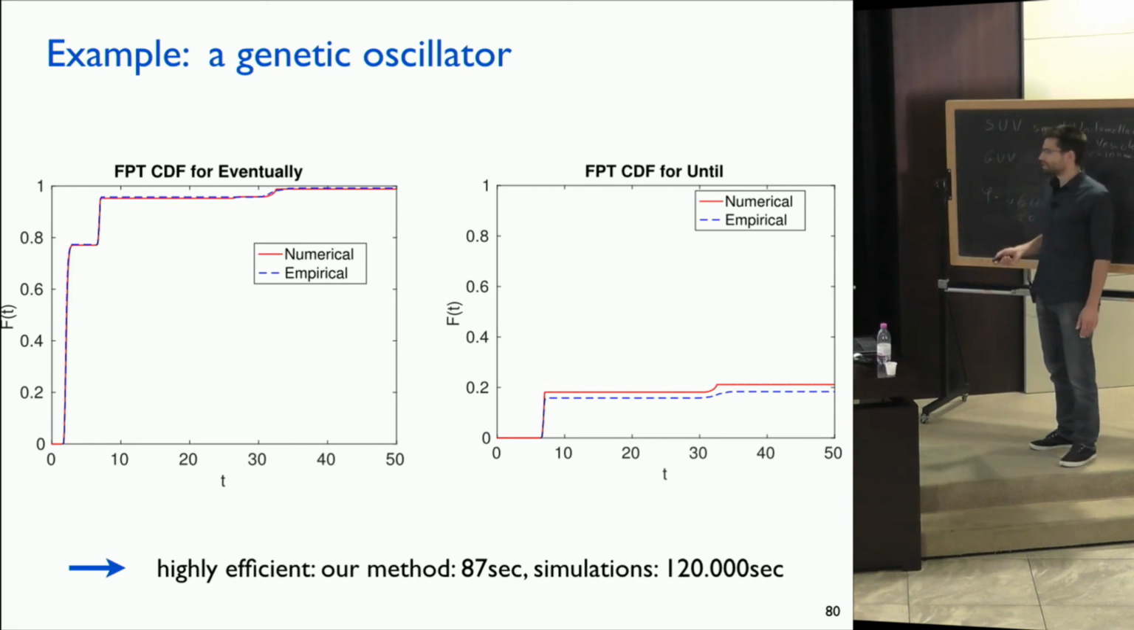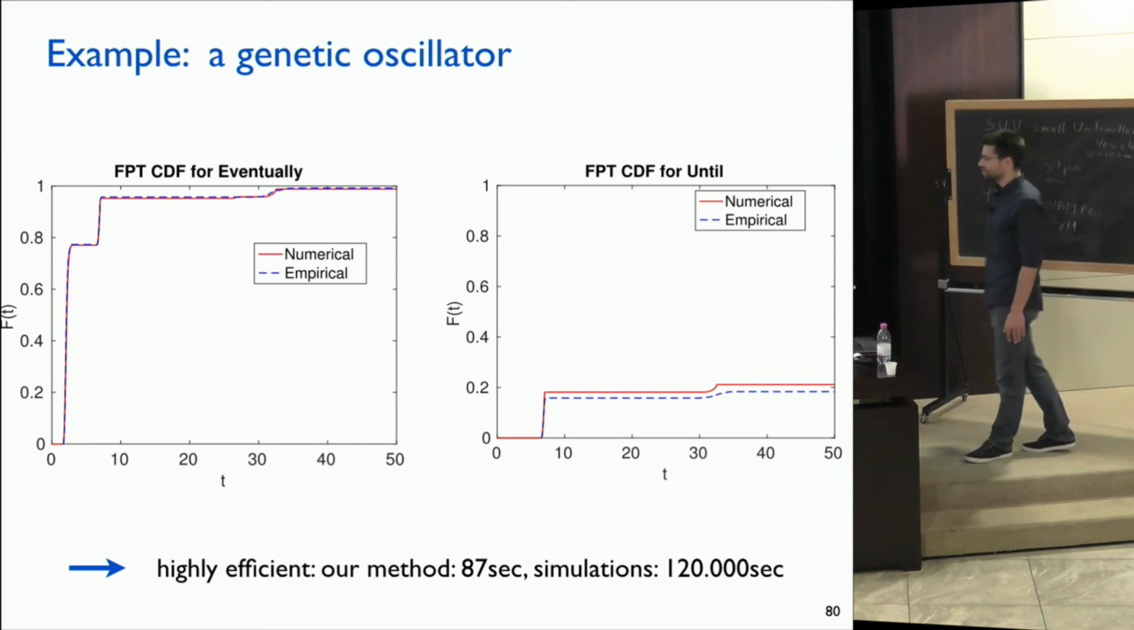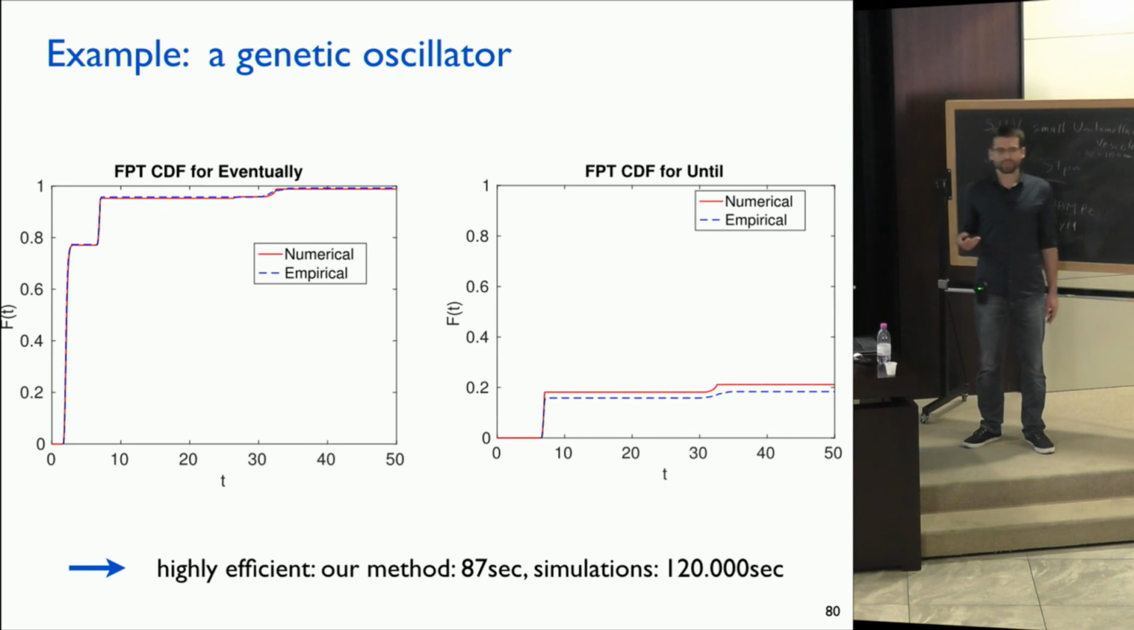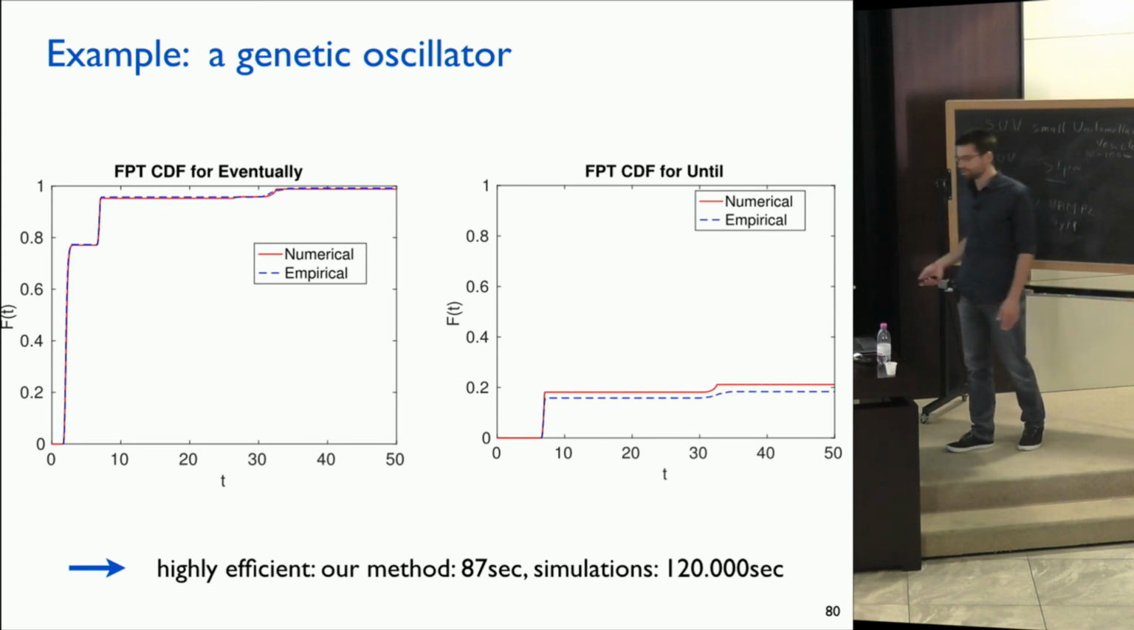And once again, our method is highly efficient. To compute this, our method took about 87 seconds, whereas the simulations take 120,000 seconds. And here we used the computer science state-of-the-art software Prism to compute the until probability.